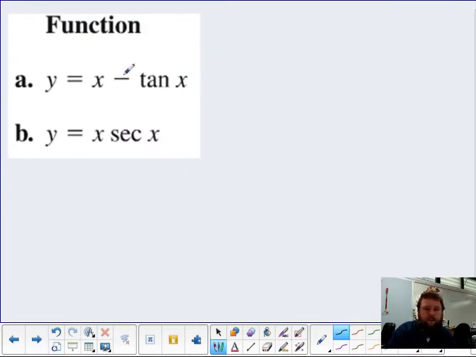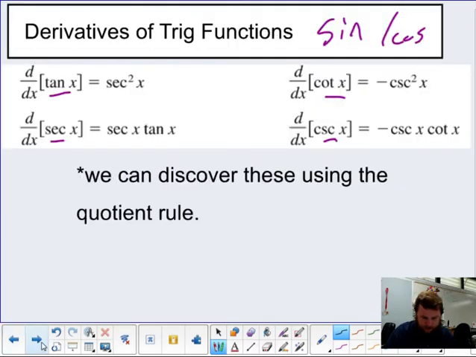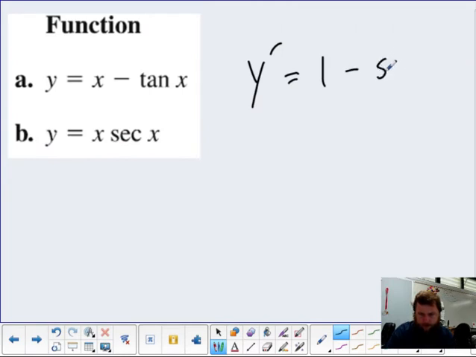So for function, I have y equals x minus tangent of x. As a derivative, I can write y prime equals derivative of x, which is 1, minus the derivative of tangent. What's tangent? It is secant squared. So minus secant squared of x. Notice this 2 can be put inside. This means the same thing as secant of x squared. It's just our notation.